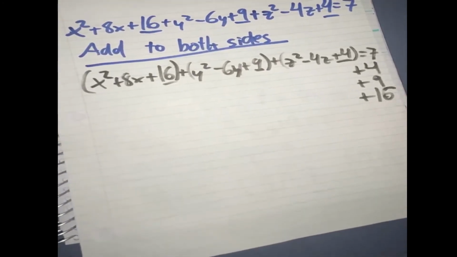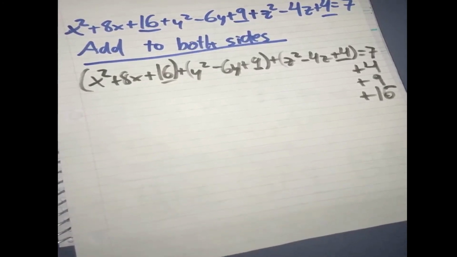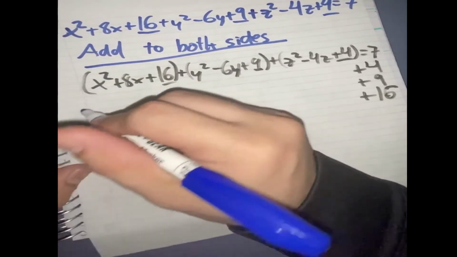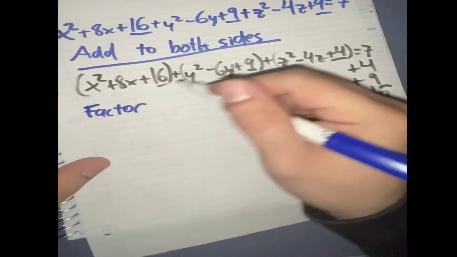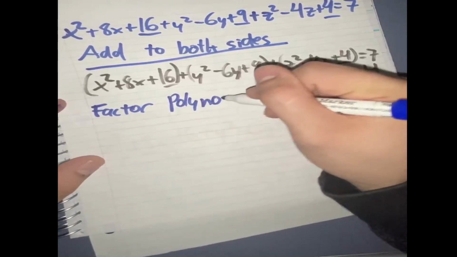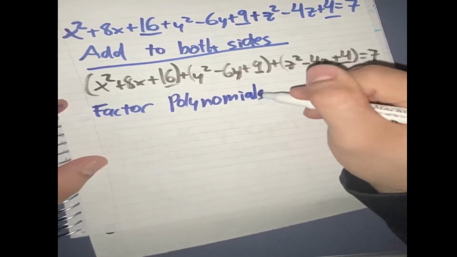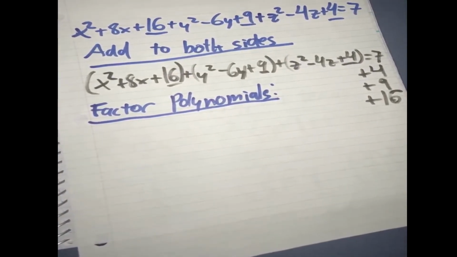So now we're going to simplify this a little bit. The next step is we're going to factor these polynomials. And this is just basically algebra, so I'm not going to go over how I do it. I'm just going to go ahead and do it.